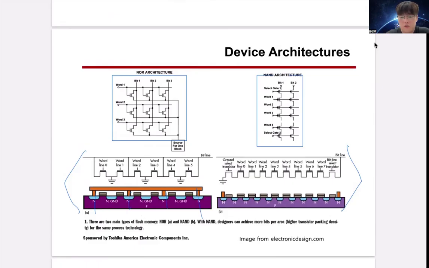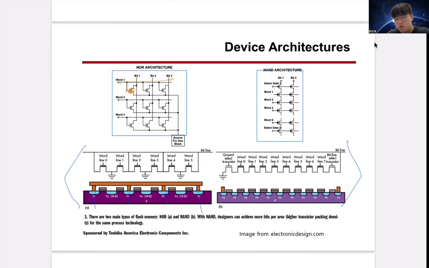In our architecture, if we want to store the data, we have to apply the word line bias and bit line bias, and this floating gate will be filled with electrons. So we can use the NOR architecture like this. And if we want to store the data in NAND architecture, we have to apply the bias on all word lines like this.